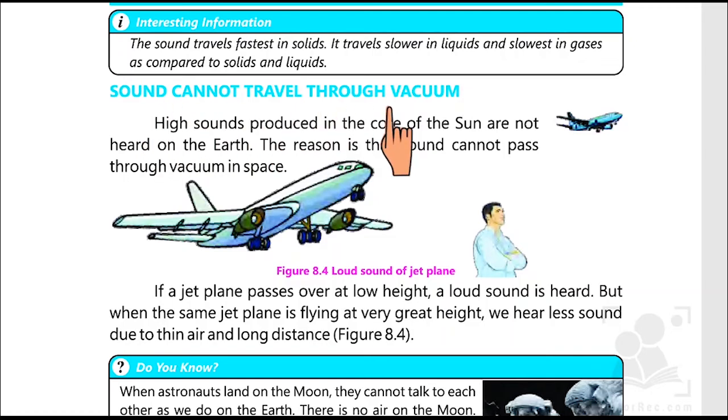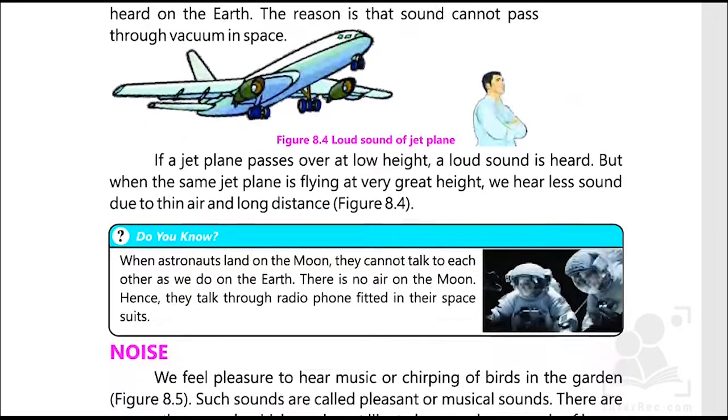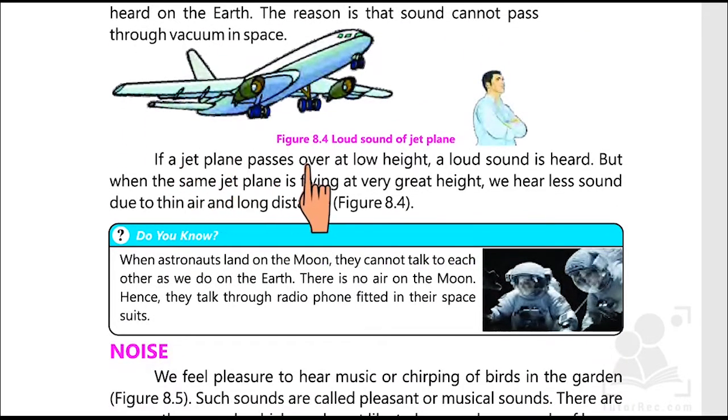Sound cannot travel through vacuum. High sounds produced in the core of the sun are not heard on the earth. The reason is that sound cannot pass through vacuum in space. If a jet plane passes over at low height, a loud sound is heard. But when the same jet plane is flying at a very great height, we hear less sound due to thin air and long distance.